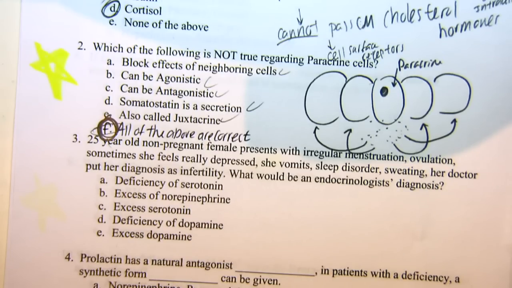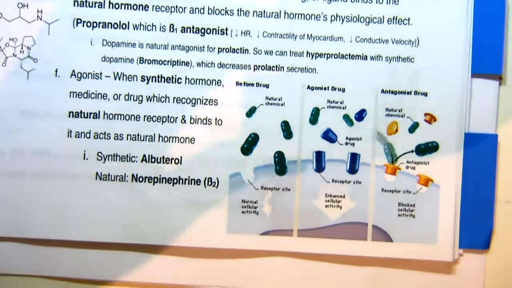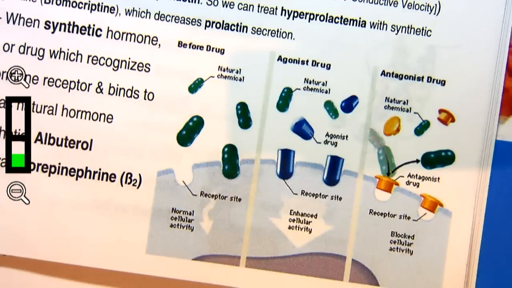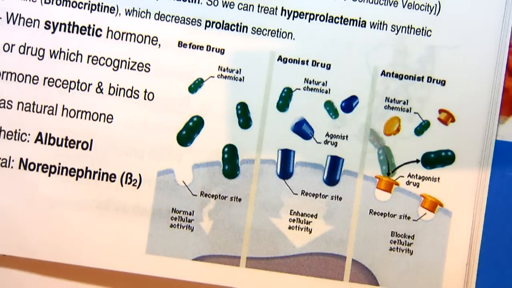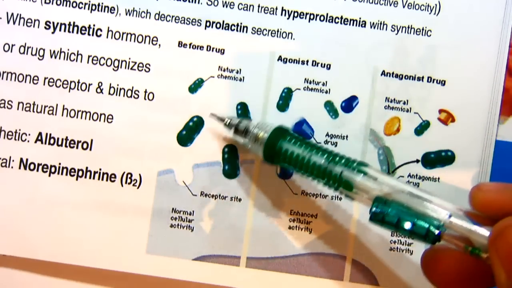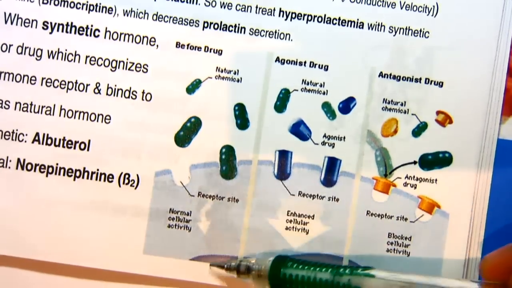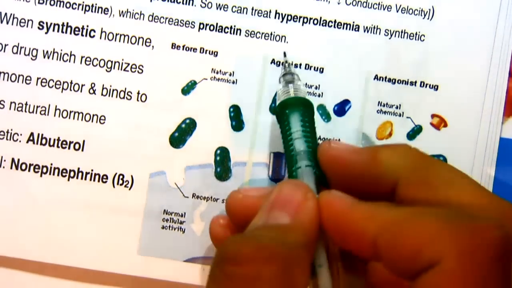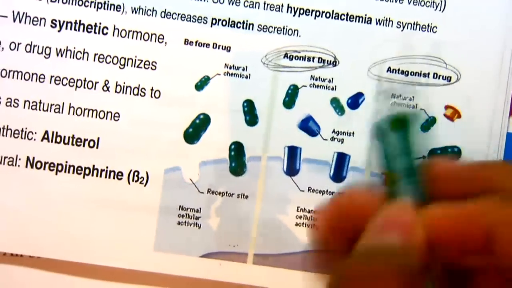And when we're talking about paracrine cells, it's important we talk about things such as agonist, antagonist, stuff of that nature. So here's a picture. This is what normally is supposed to happen. We have a ligand, a hormone or whatever. It naturally binds to its receptor, and that tells the cell to do its physiological function. But we also have what are called agonist and antagonist.